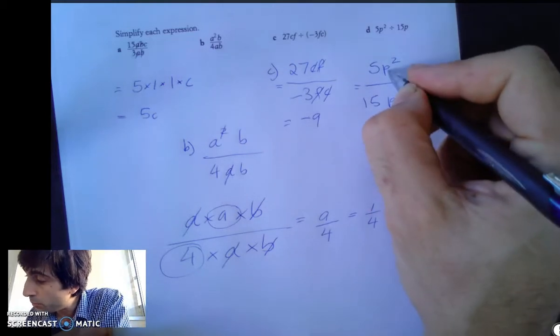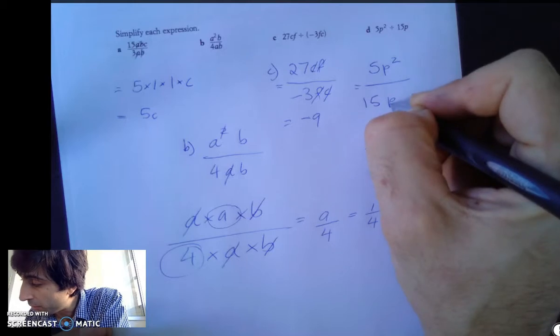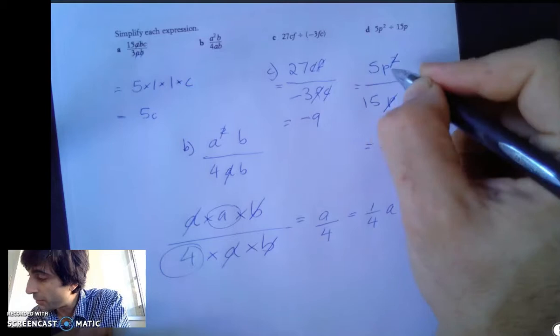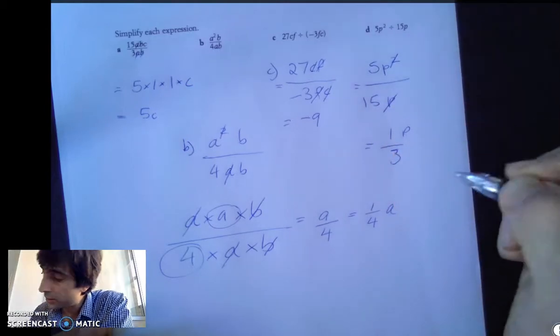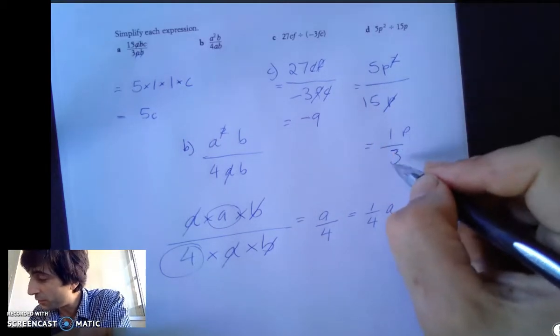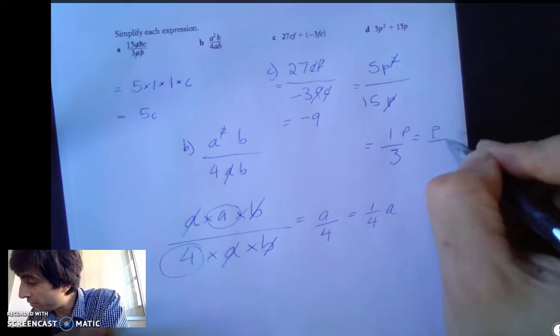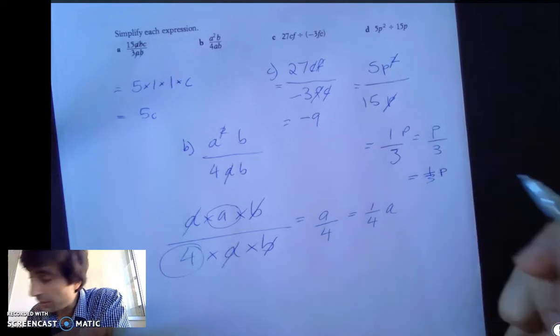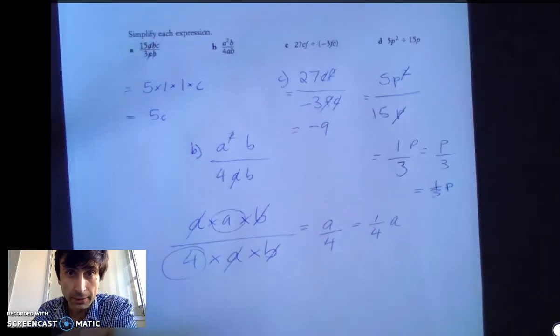We've got 2 p's on the top, 1 p down the bottom. So I'll take 1 off the bottom, I'll take 1 off the top, and we're left with 1 on the top. So this is 1p on 3, or p on 3, or 1/3 p. Cool? Yes.